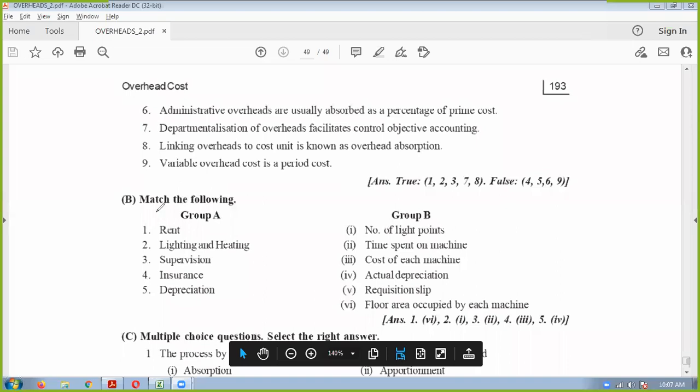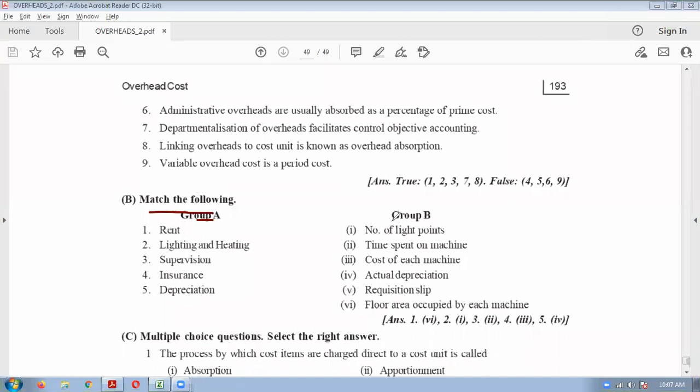See, read this, match the following. Group A, Group B. Here expenses are given. Here basis of allocation are given. Okay. So similarly, it can come in MCQ also. So the same match the following can be converted into MCQ.